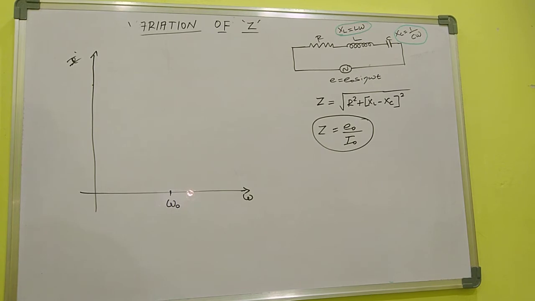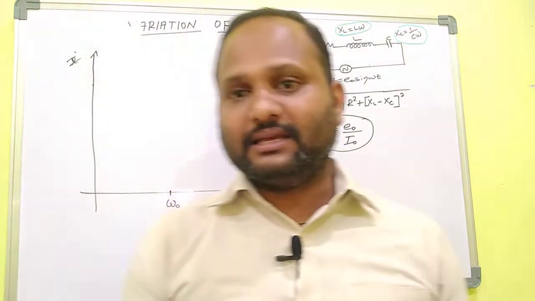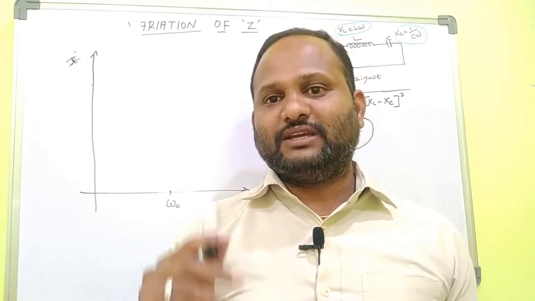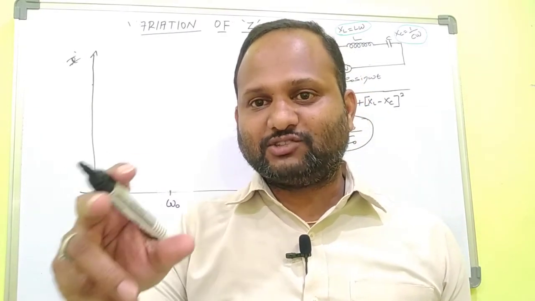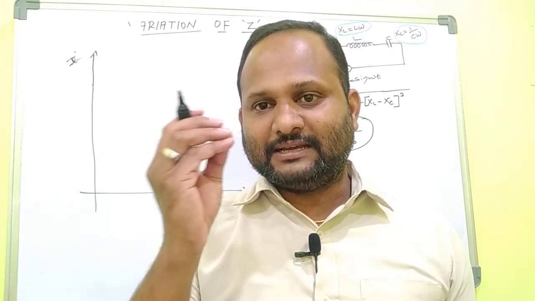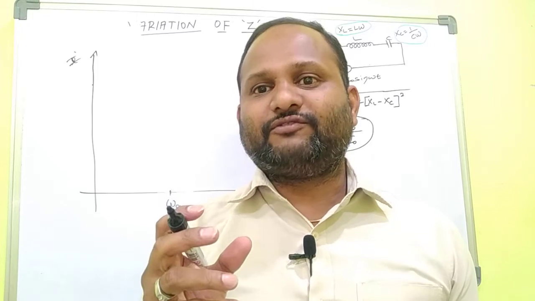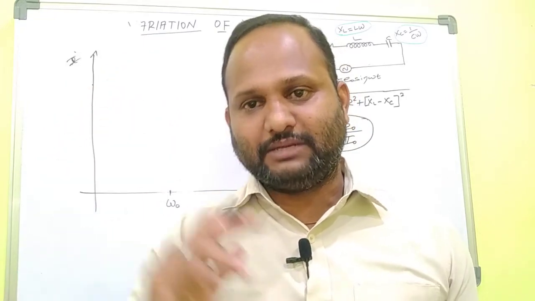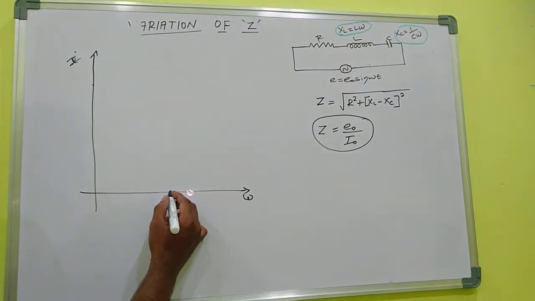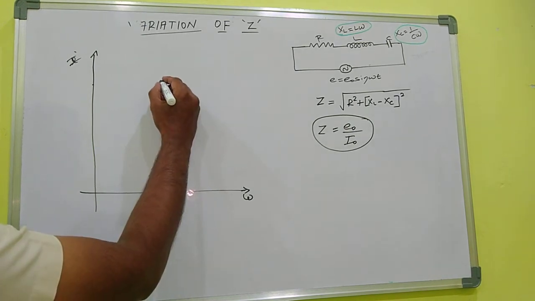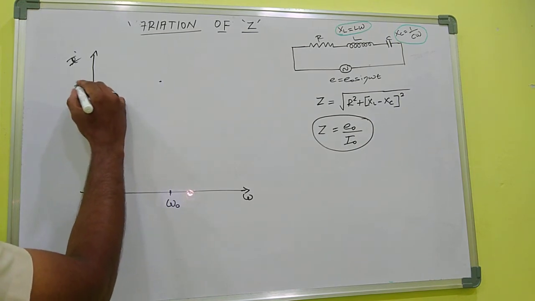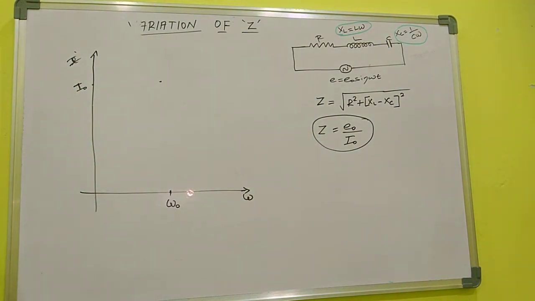When does the current attain its maximum value, the peak current passing through the circuit? The answer is only one: when we apply an EMF whose frequency matches the natural frequency of the circuit, then the current becomes maximum and impedance becomes minimum. So this is the natural frequency. At this natural frequency, the current reaches its maximum value. That is I naught, the peak value of the current here.